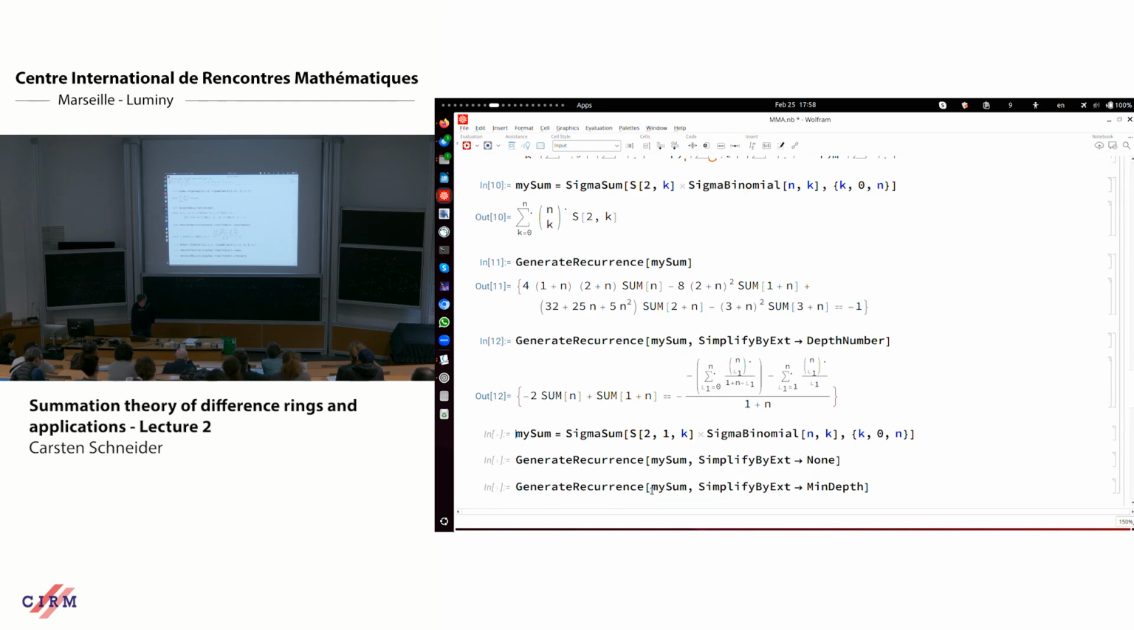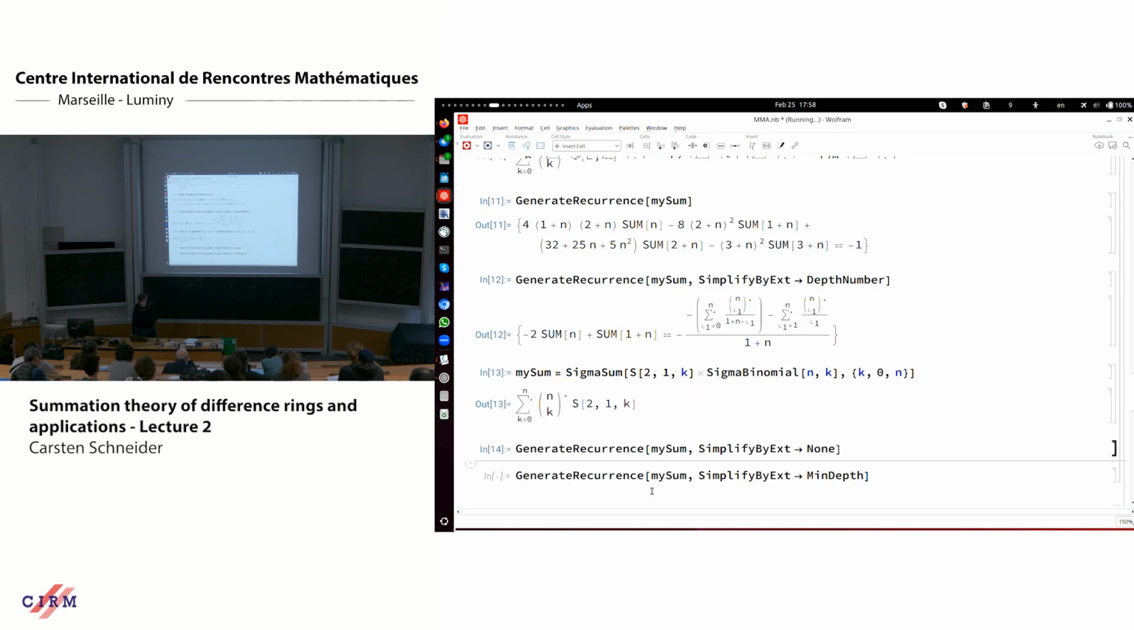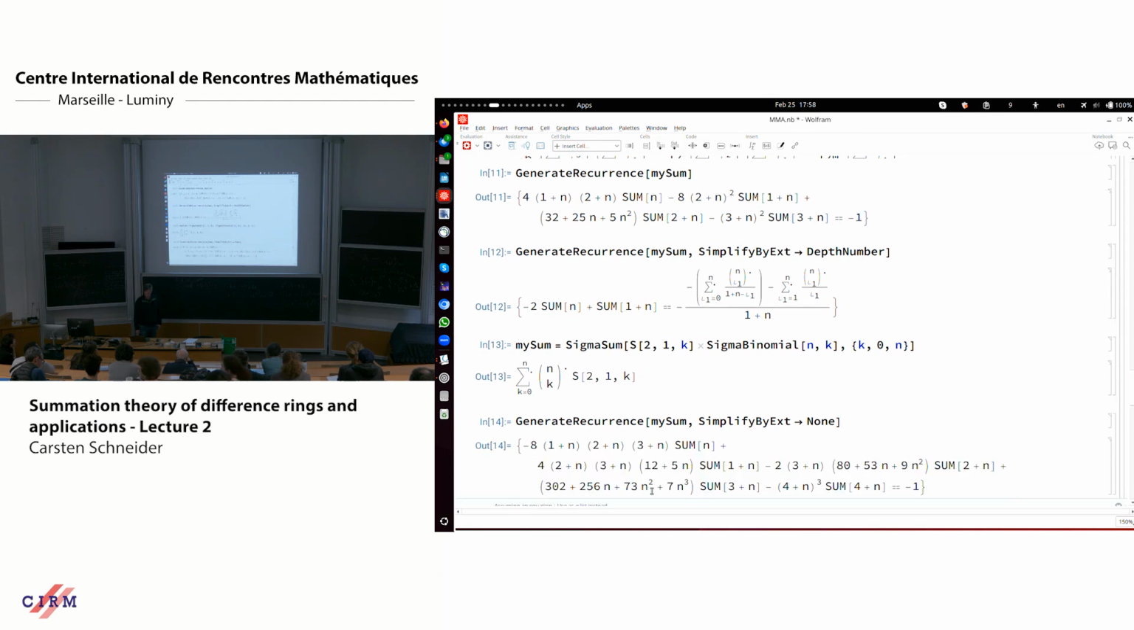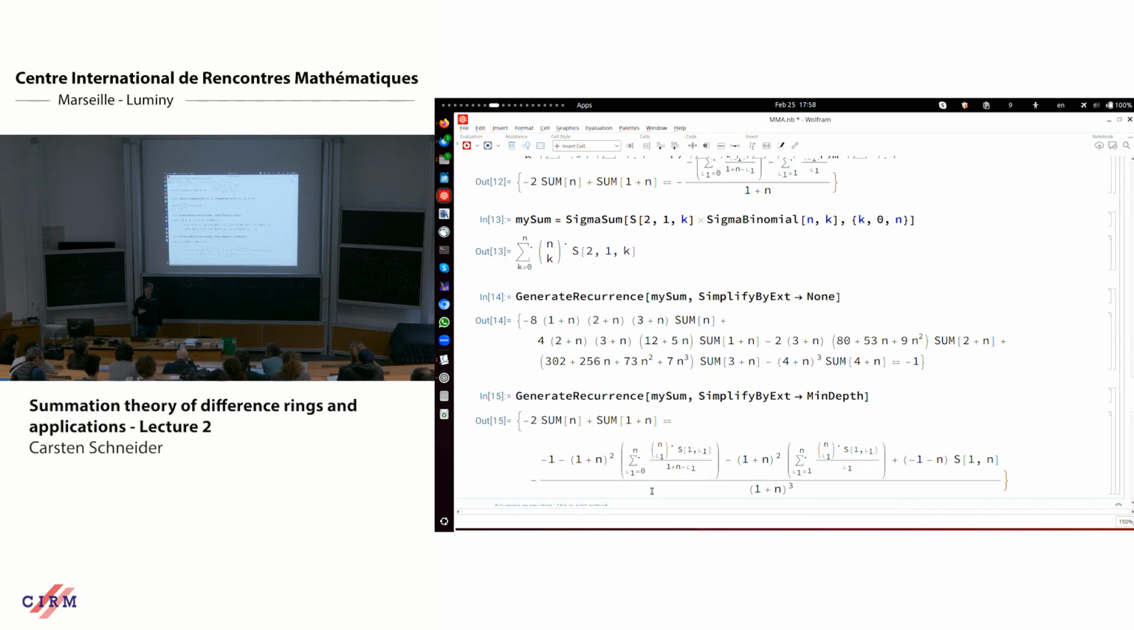Okay. Here's another example. It's a double sum, and then here binomial coefficient. If you do it naively, you get a recurrence of order 4. Or if you extend the difference ring in which I solve, I can express it again by sums, which are now simpler. So instead of a double sum, I have only single sums involved. So, and there's a trade-off. Sometimes it's good to do extension, sometimes it's not so good to extend. So it depends on your application.